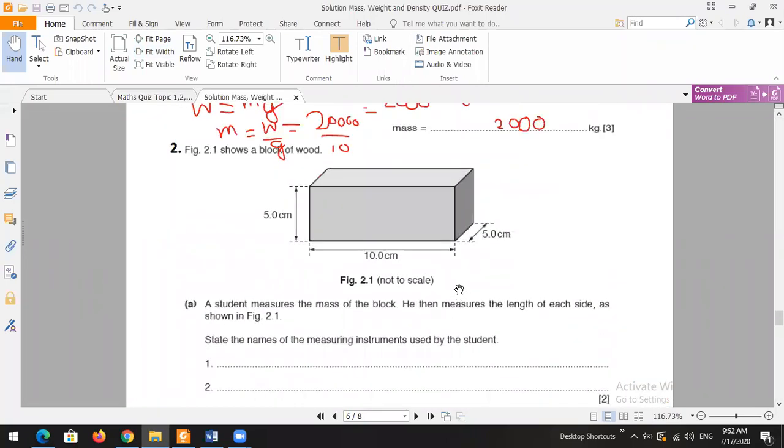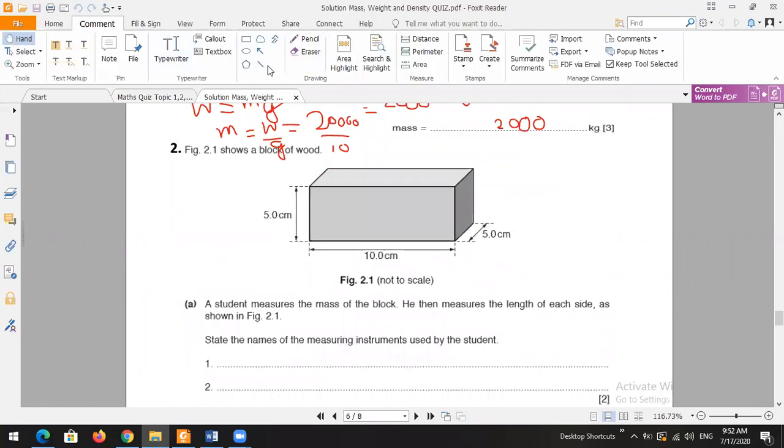All right. Question number 2. The figure shows a block of wood. A student measures the mass of the block. He then measures the length of each side as shown in the figure. State the name of the measuring instrument used by the student.